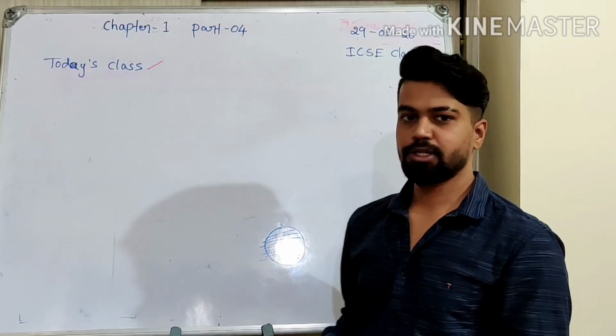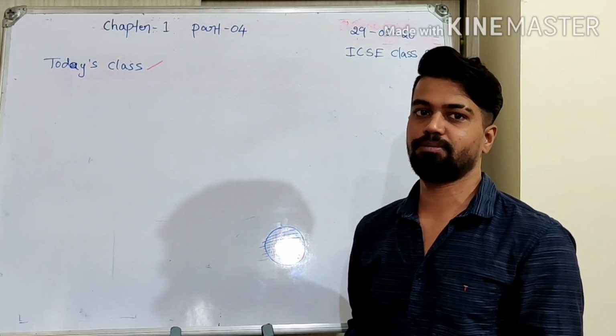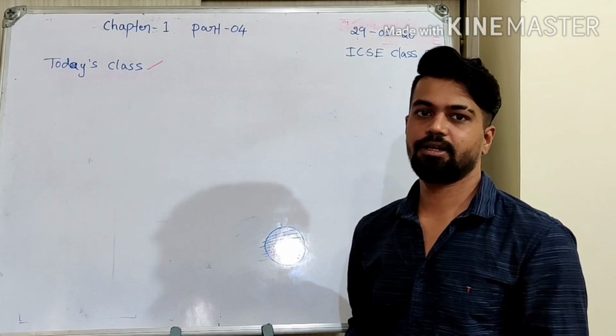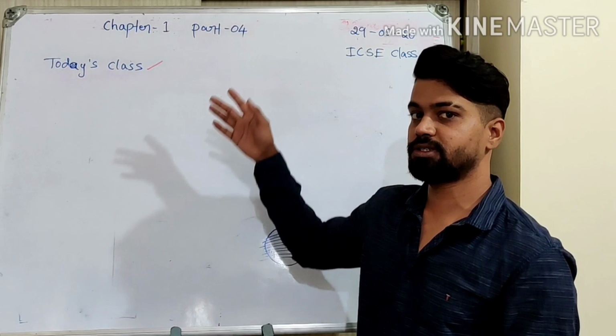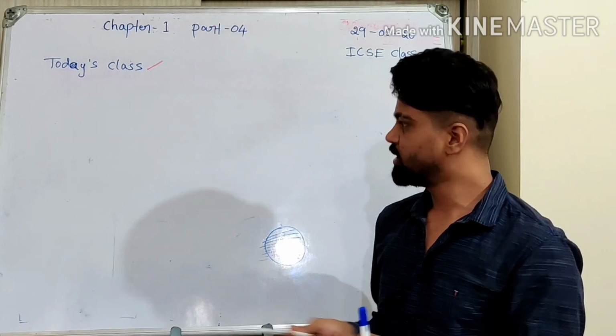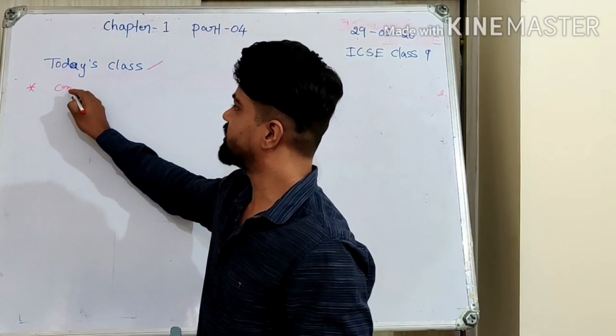I will be continuing the class from the last three videos, where we have seen the classification of numbers, the definition of rational numbers, and also we were solving questions in exercise 1A. So we are going to continue that. In today's class, what we see is the completion of exercise 1A.